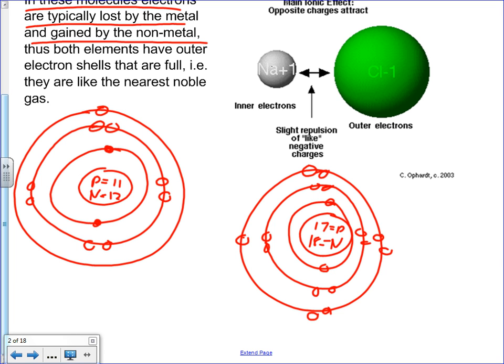Sodium has lost 1 electron, and chlorine has gained 1 electron. If it has 1 extra electron, it's going to be negative, right? So chlorine has gained an extra electron. It now has 18 electrons and 17 protons. So it's got 1 more negative charge than it has positive. So it's negatively charged. Meanwhile, sodium has lost an electron. It now has 11 protons and 10 electrons.